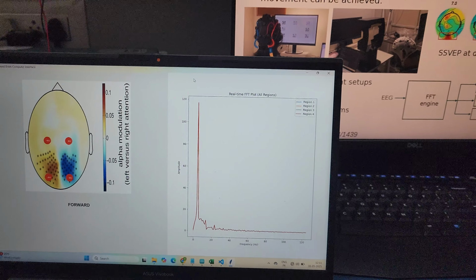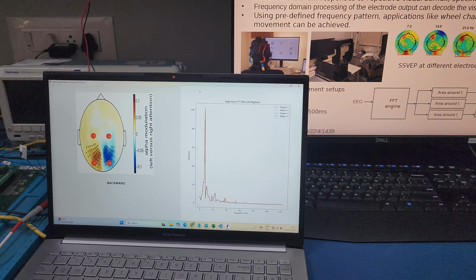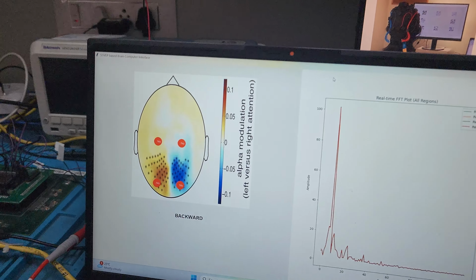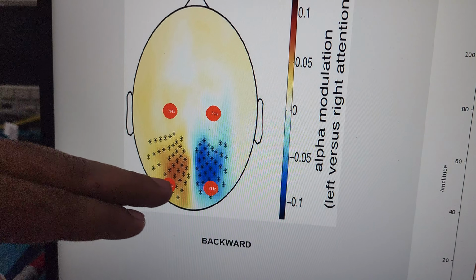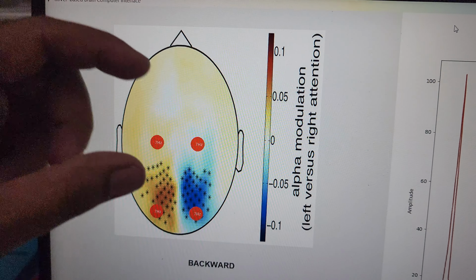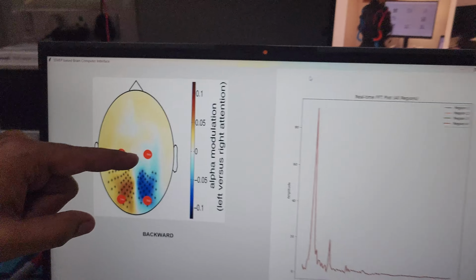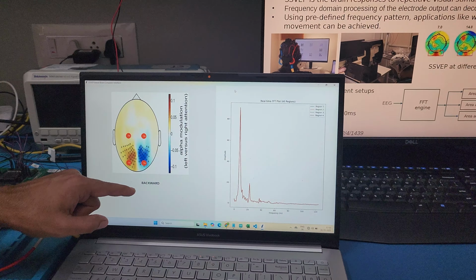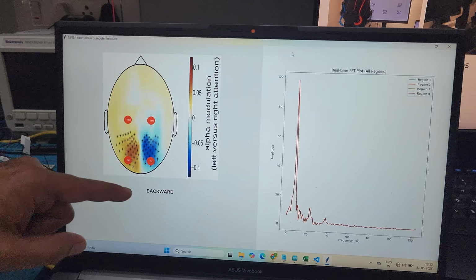Coming to the next case, the subject is looking at the second pattern which is predominantly 7 Hz. So all the brain electrodes, all the regions of the brain, are getting stimulated with 7 Hz, and that leads to an inference of moving backward.